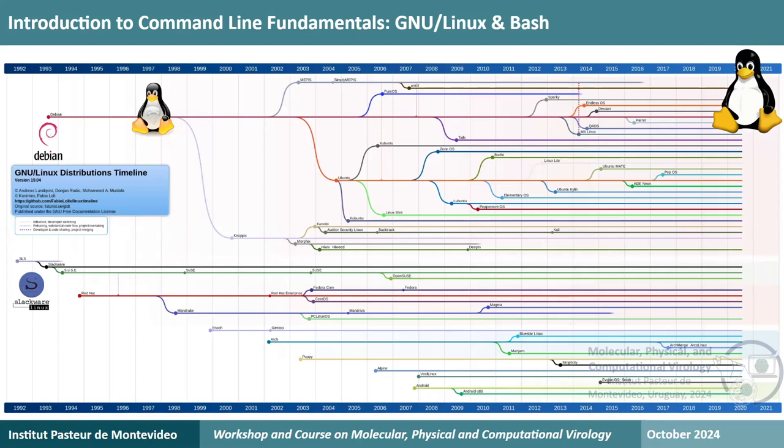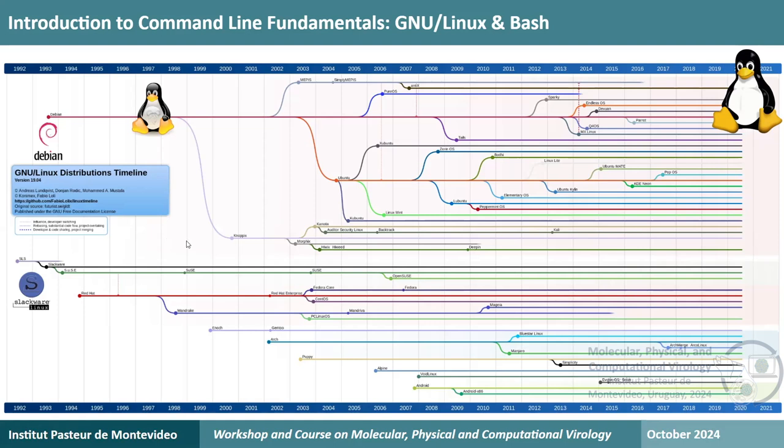At the early roots, we see the first versions like Debian or Slackware here. Essentially, Debian has been a foundation for many distros, including Ubuntu, which is now one of the most popular Linux versions. And as you see, there are many branches, and over time, distros started to specialize.